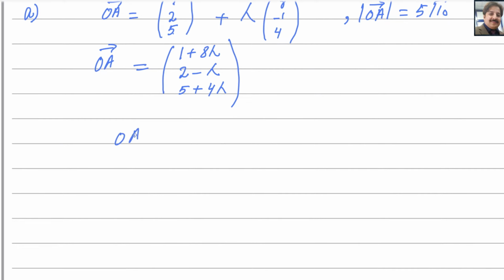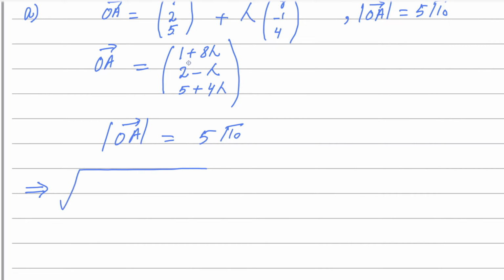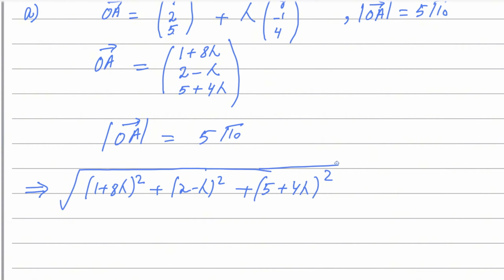Now the magnitude of this vector is given in the question, that is equal to 5 square root 10. By using the formula for finding the magnitude of a vector, it is always equal to the square root of the i component, 1 plus 8 lambda squared, and then the j component, 2 minus lambda squared, and the third component is 5 plus 4 lambda squared. So this is the formula for finding the magnitude of the vector. We take the squares of the i, j and k components, that's it. And the right side is equal to 5 square root 10.